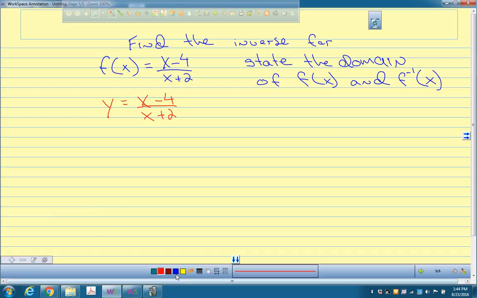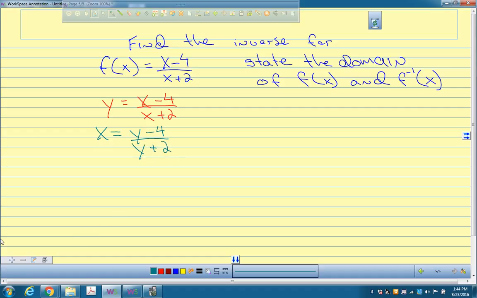Switch x's and y's, okay? So this becomes, oh, I like that green. That's kind of a teal. Okay, so we have x equals y minus 4 over y plus 2.